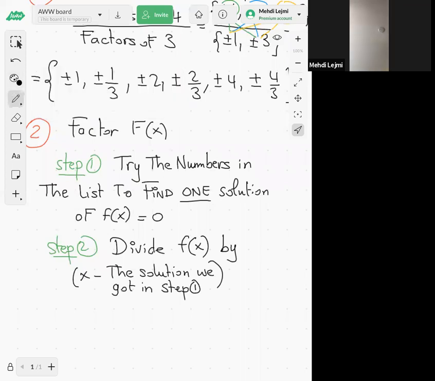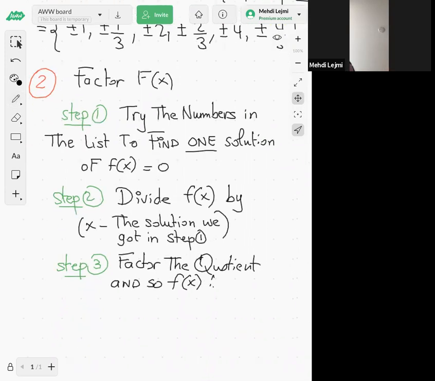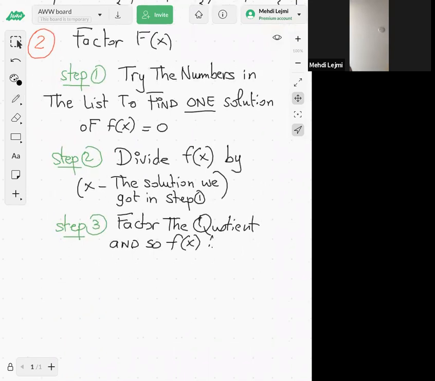So the next step, step 3, you factor the quotient. Okay, and so f of x. So let's try to do this. First step, we said we have to try the numbers in the list to find the solution of f of x equal to 0.